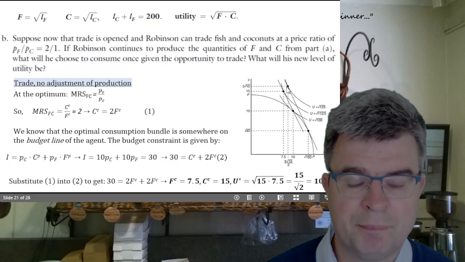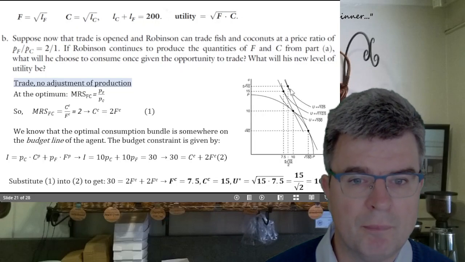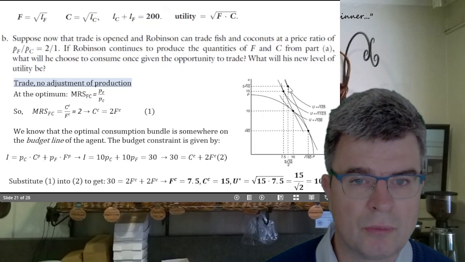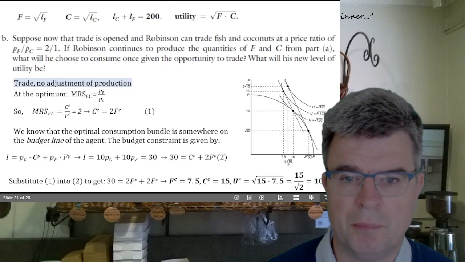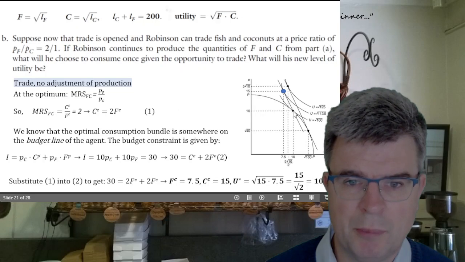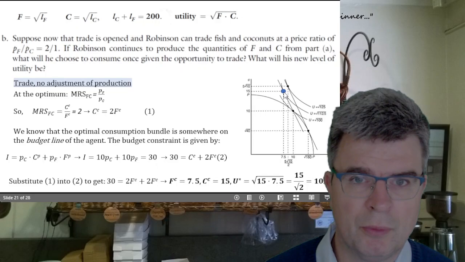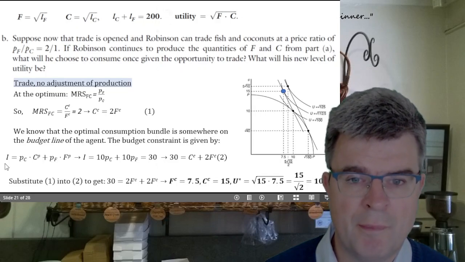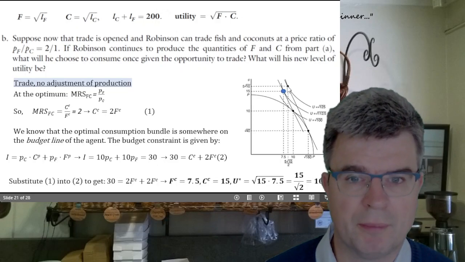And as you can see, in this new equilibrium, Robinson is able to reach an even higher indifference curve than in question B. So this is what we are going to do in question C. So this is question B. So we move from this point to this point over here. And in question C, we will show that when Robinson can change his production, he is able to move even from this point to this point over here.